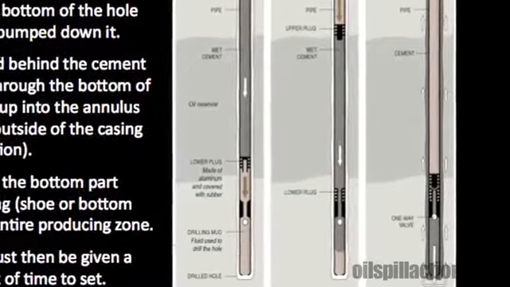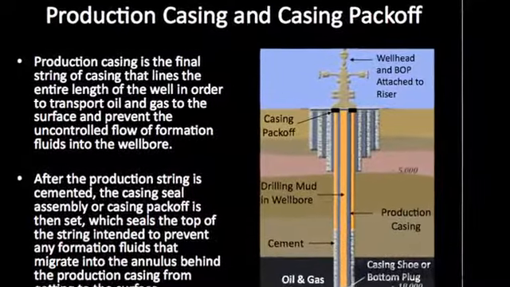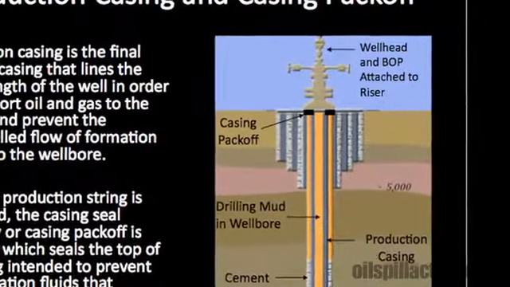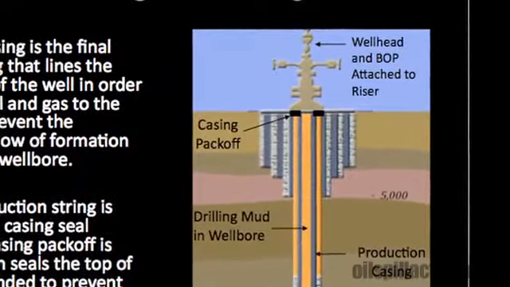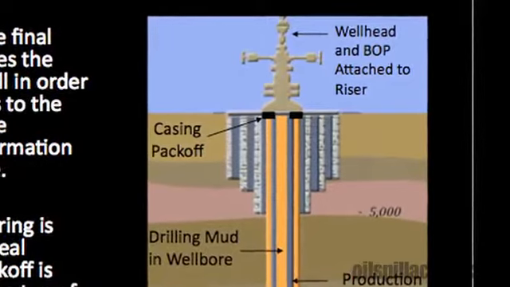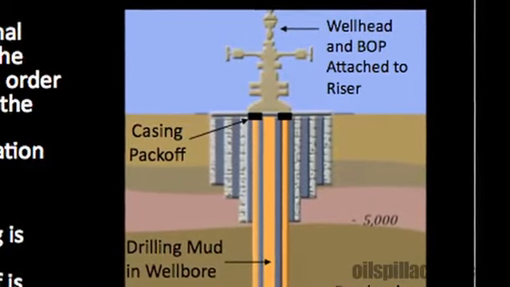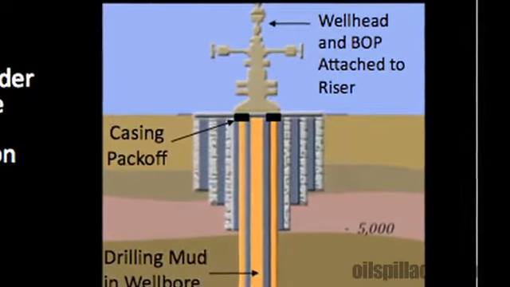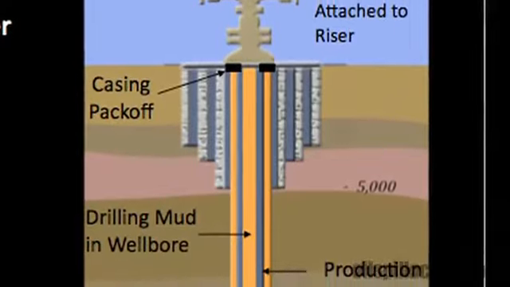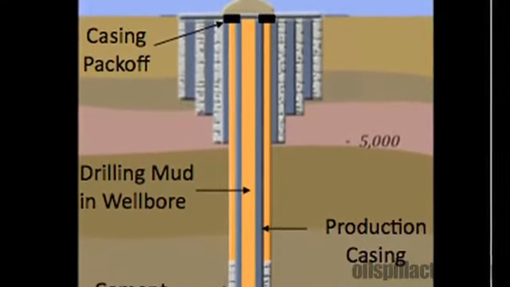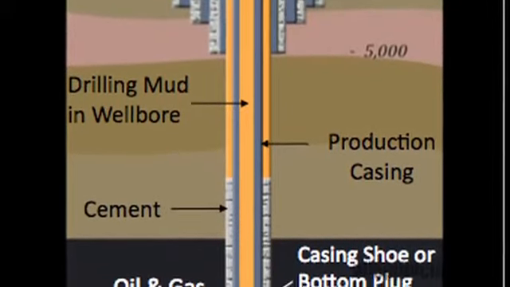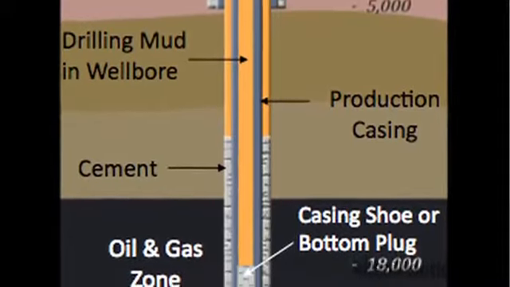After that is done, production casing is put into the well, and then there is casing pack-off. Production casing is the final string of casing that lines the length of the well to transport oil and gas to the surface. After the production string is cemented, the casing assembly or pack-off is set, which seals the top of the casing string, as it's called in the oil industry. You can see that on this slide here. At the bottom, you'll see the casing shoe or bottom plug. On the top, you'll see the wellhead and the blowout preventer, which is attached to the riser, which goes to the surface. This is the general layout of the well in this case.